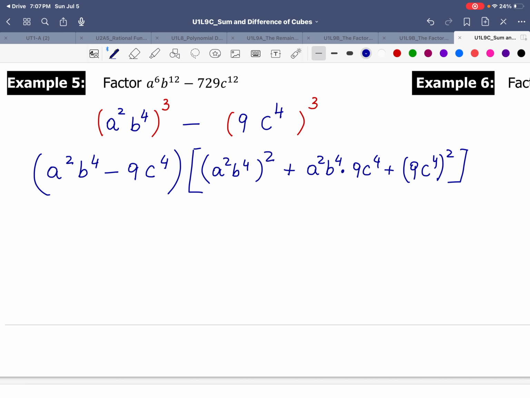So we're going to write this a little bit more neatly, because why not? Remember, we have a squared to the power of 2, a to the 4, b to the power of 8. Coefficient has to come first, so we have 9, a squared, b to the 4, c to the 4.